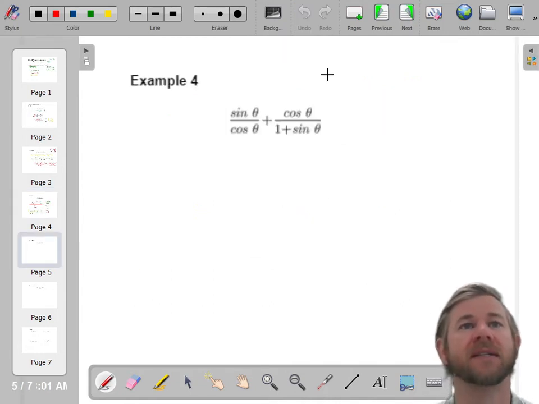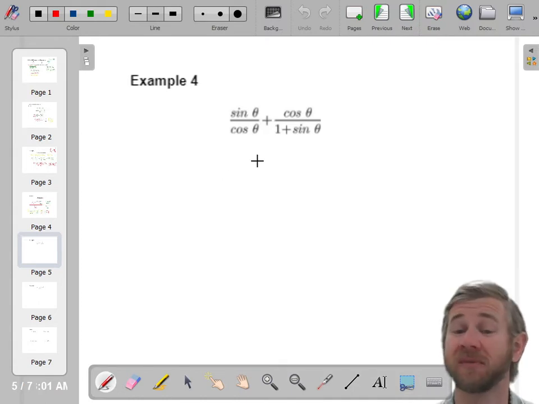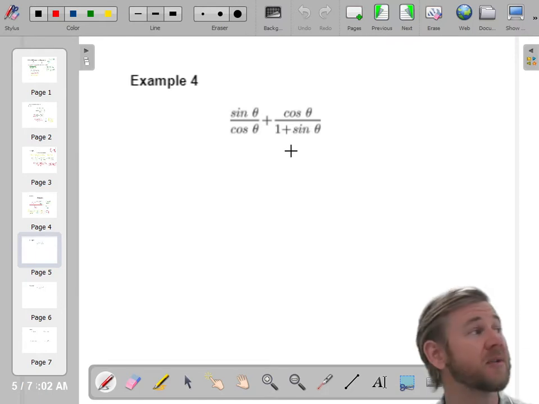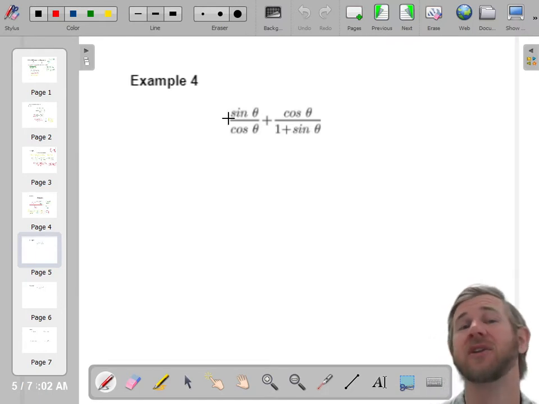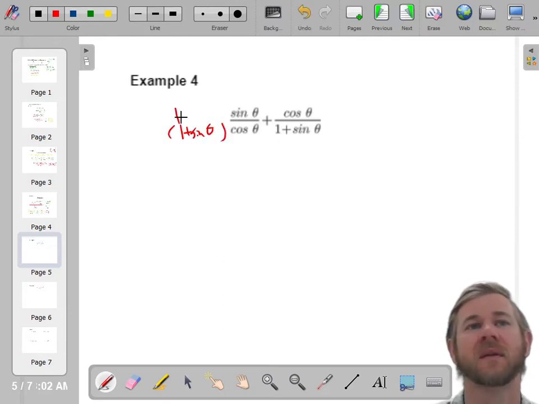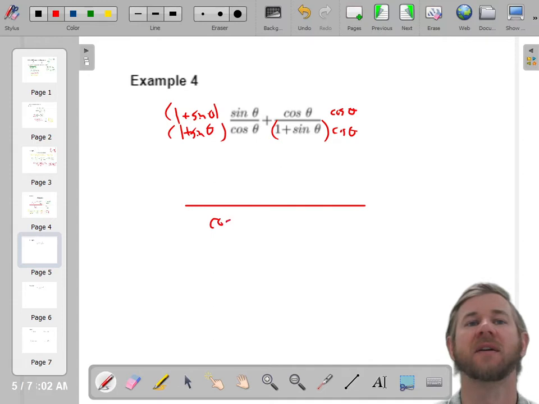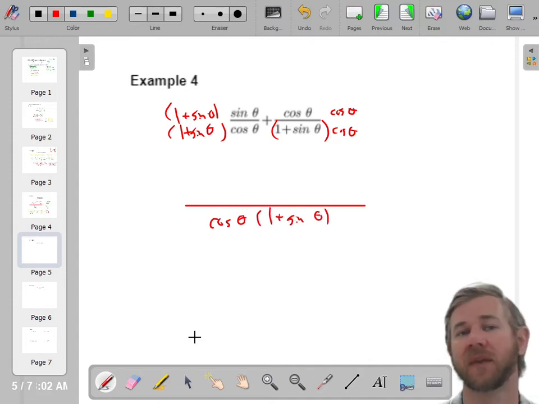Let's try example 4. Everything is in terms of sine and cosine, so I can't really do that. I don't see anything squared, so I can't really do that. So really, the only thing I can do is get a common denominator and hope that it works for me. So let's multiply the denominators times each other. And now I have, as my denominator, cosine of theta times 1 plus sine of theta. I'm just going to leave that alone, because I don't know what's going to happen.